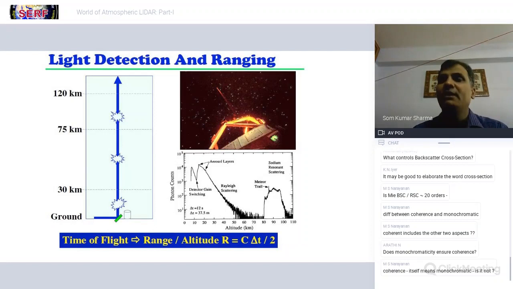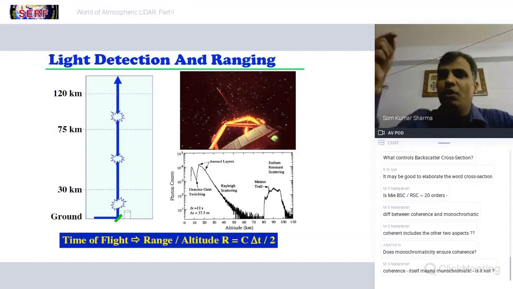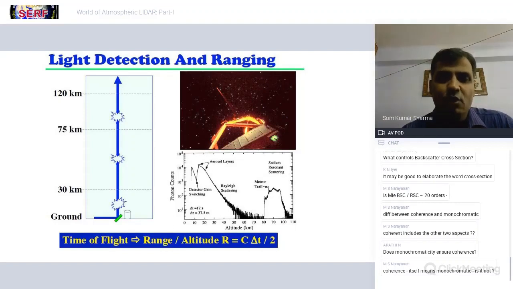It is very simple. Why is it divided by 2? Because the signal is going and coming back, so it is taking double the time. Going takes time t1, coming back again takes time t1, so it becomes 2t1. If you want to calculate the one-way distance, then you have to divide by 2. So the range is equal to C delta t by 2, because the signal goes and comes back.